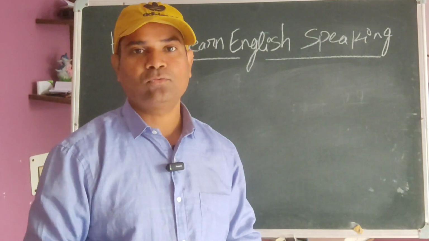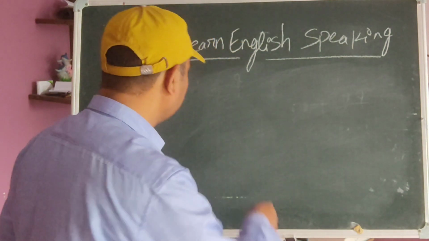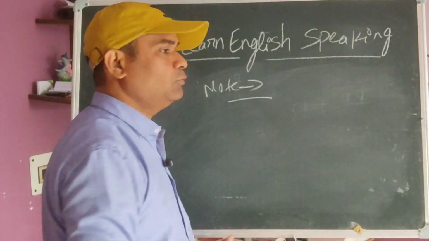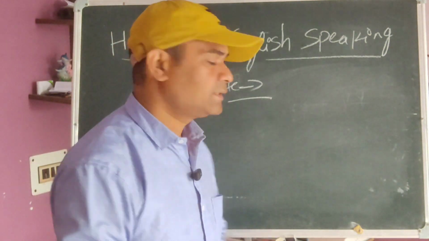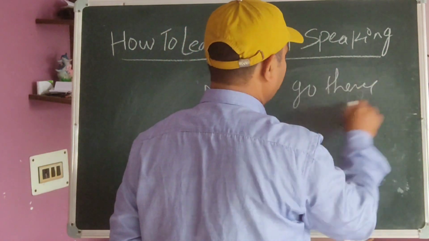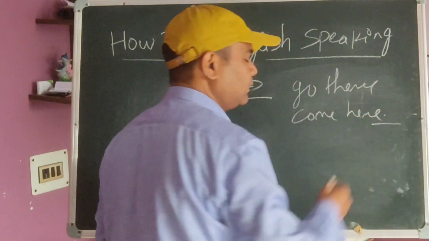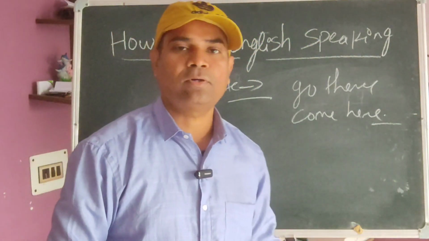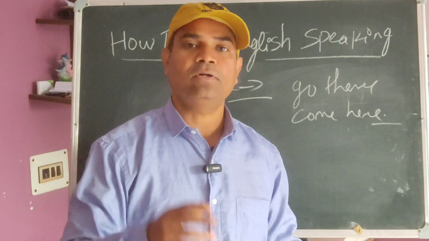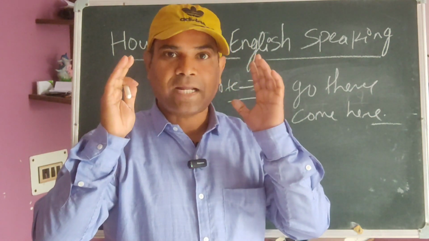So if you want to start speaking, what you have to do, take a notebook, take one notebook, and write down small sentences like this. Go there, come here. And whatever you do in daily life from morning to night, try, in front of whatever object you have, to translate it.